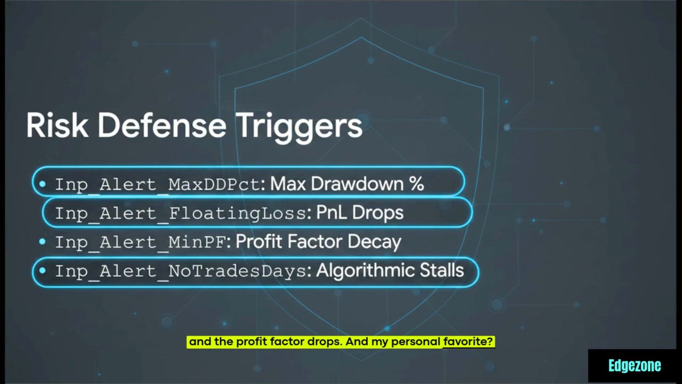And my personal favorite? InpAlertNoTradesDays. This alerts you to algorithmic stalls, because honestly, sometimes the worst error is an EA that just silently stops taking trades. These triggers act as your ultimate automated failsafe.